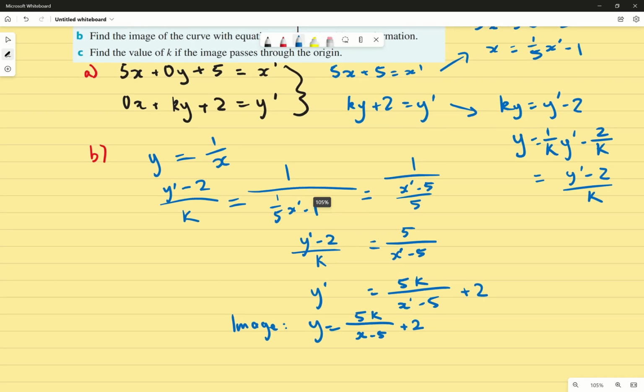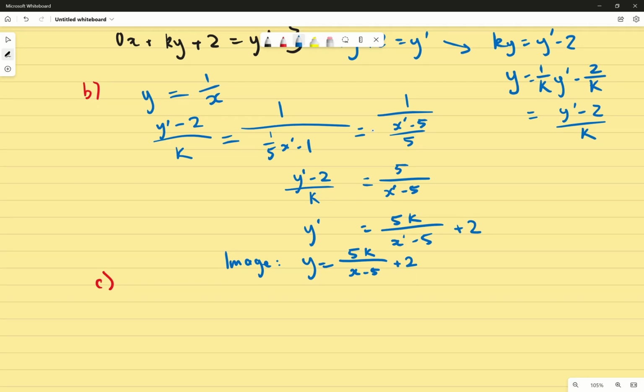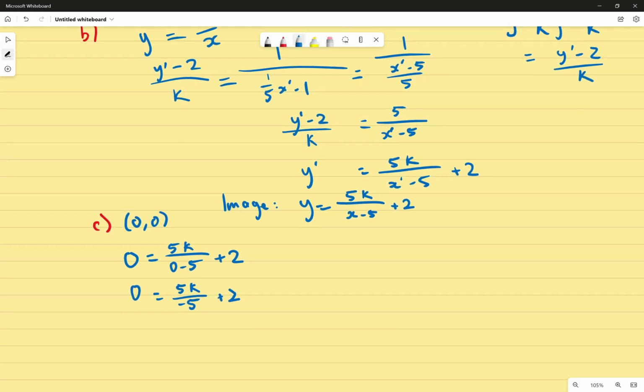Last question. Find the value of k if the image passes through the origin. If it passes through the origin, what does that mean? Good. C, here we go. Alright, so if it passes through the origin, 0, 0, that means we have 0 equals 5 times k over 0 minus 5 plus 2, which means that we have 0 equals 5k over negative 5 plus 2. Hopefully I'm not going too quickly. 0 equals negative k plus 2, which means that, therefore, k equals 2.